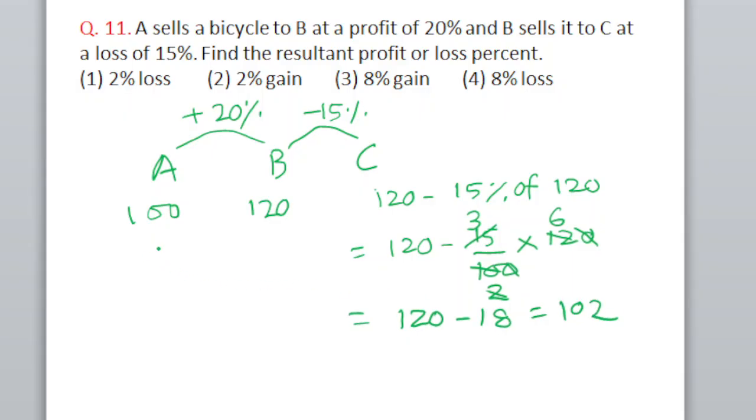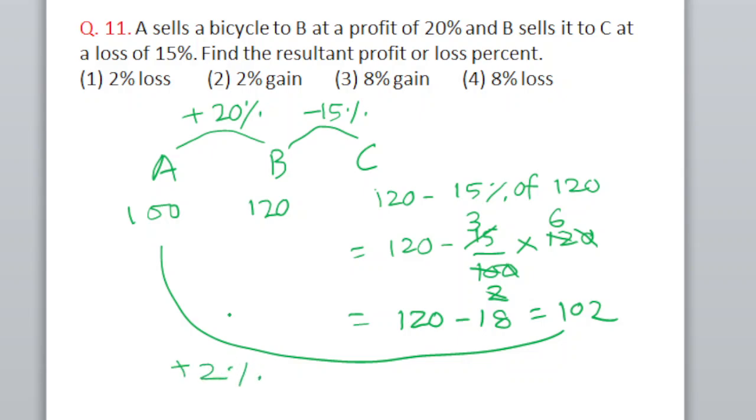That means initially the CP was 100 and finally it was sold at 102 rupees. So there is a gain of 2% here, so that is plus 2%. That means there is a gain of 2%. So that means option 2 is the right answer. Now listen, there is also a simple formula for this, and what is that formula?